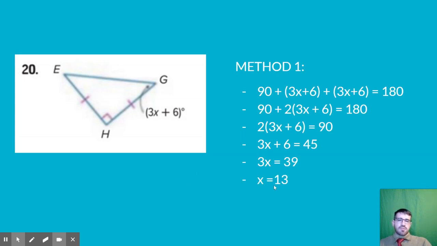And what you want to do is you want to plug this back into your equation. You'll get 13 times 3 is 39, plus 6 is 45. Being the measure of angle G is 45, the measure of angle E is 45. You get 45 plus 45 is 90. Plus 90 gives you 180, so x checks out.